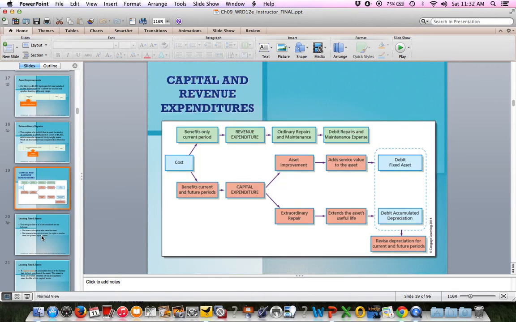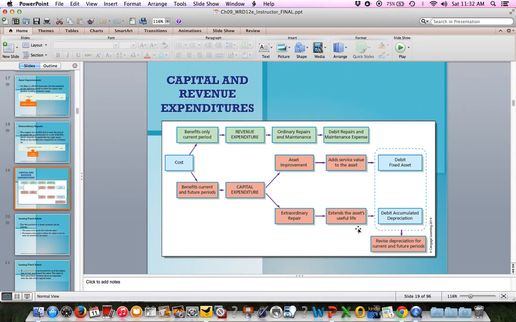So here's just kind of a flow chart then for capital and revenue expenditures. Let's just look at the green ones first. Cost benefits only a current period. It's a revenue expenditure. We just expense it as incurred. Ordinary repairs and maintenance is debit repairs and maintenance expense type of accounts. For benefits current and future periods, we call that a capital expenditure.